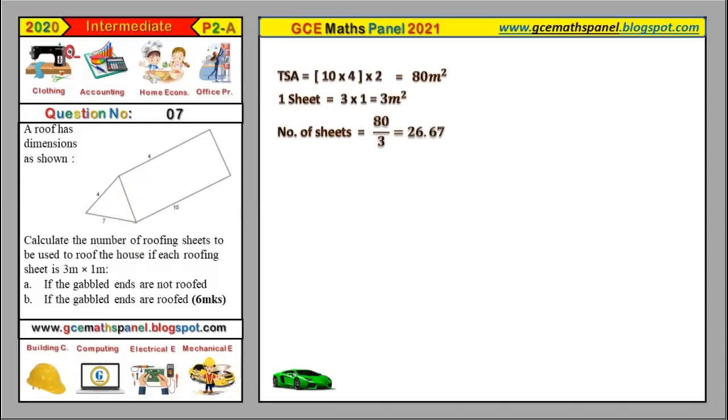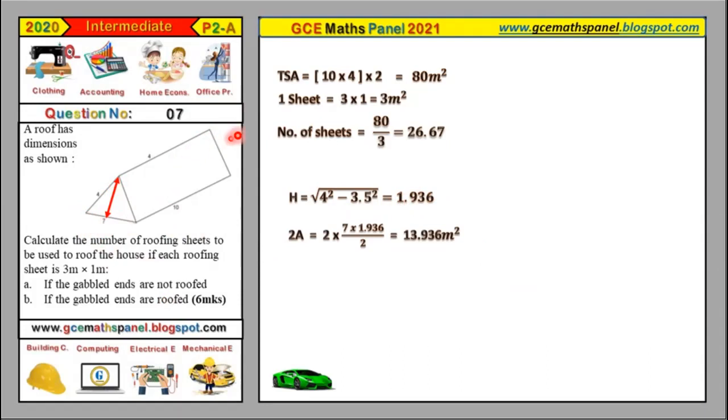Now the B part says that if the gable ends are included, we need the height of this triangle here. And the height of this triangle can be calculated from Pythagoras, where we consider this side to be the hypotenuse, and from here to here will be half of 7, which is 3.5. So the height will be equal to the square root of 4 squared, the hypotenuse squared, minus the square of this other side. That gives us 1.936.